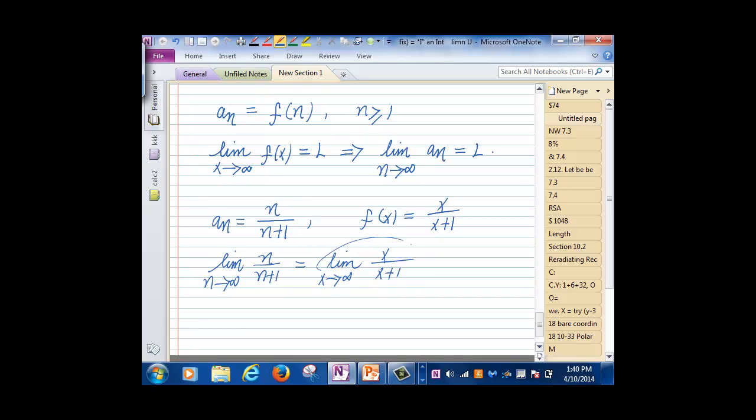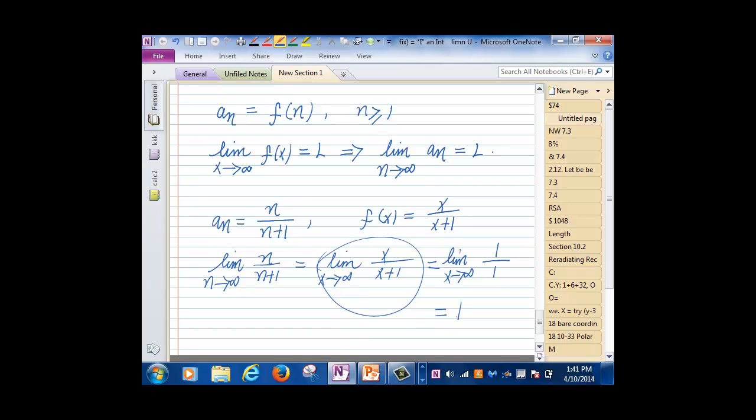Now, for this limit, I can apply L'Hopital's rule and say that this limit is, if I take the derivative, I get 1 over 1, so the limit is 1. Is that making sense? So we can apply L'Hopital's rule via this result.